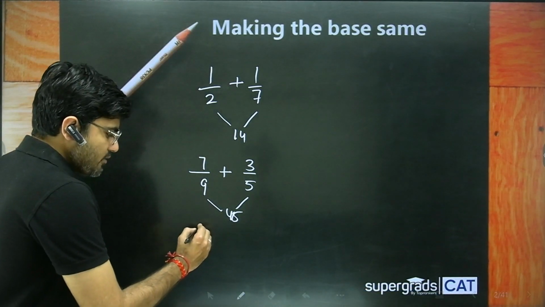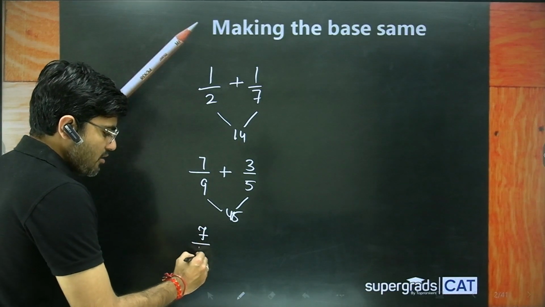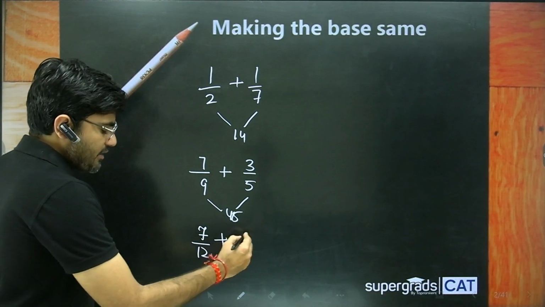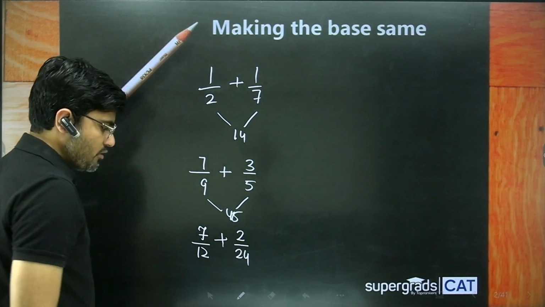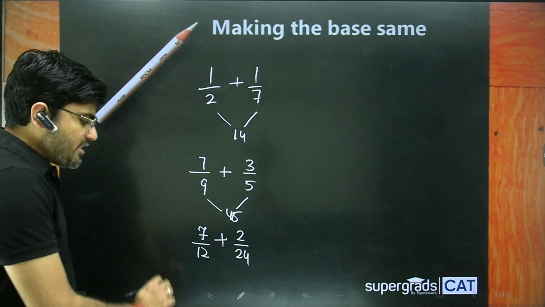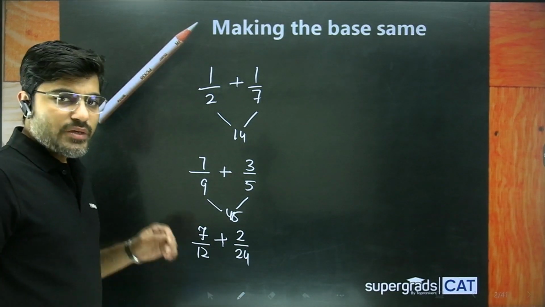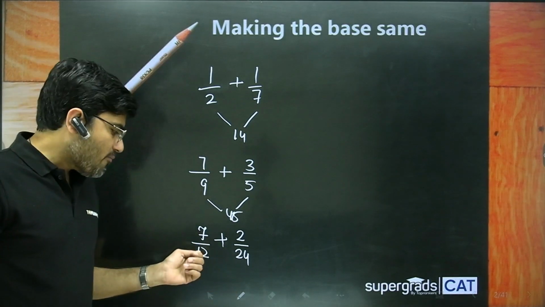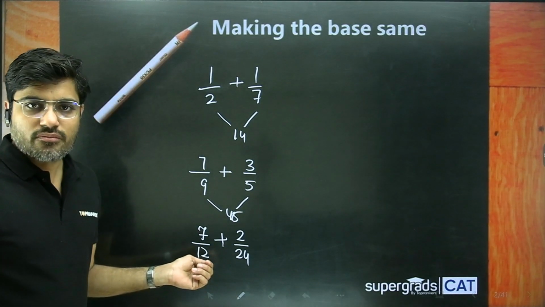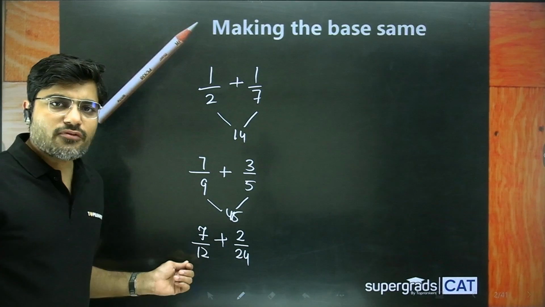Now, if one is 7 by 12 and another is 2 by 24, what do we need to do? We can multiply 12 by 24, or else we can see that 12 is a factor of 24. 12 multiplied by 2 gives me 24. 24 is a multiple of 12 itself.